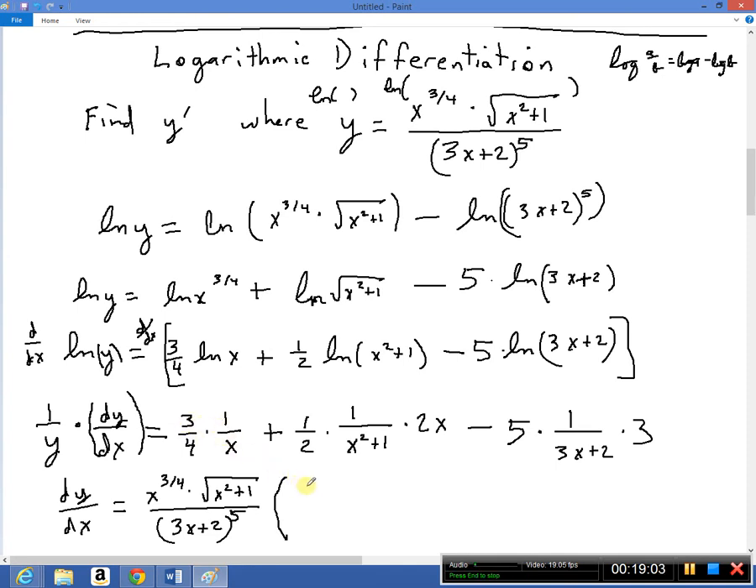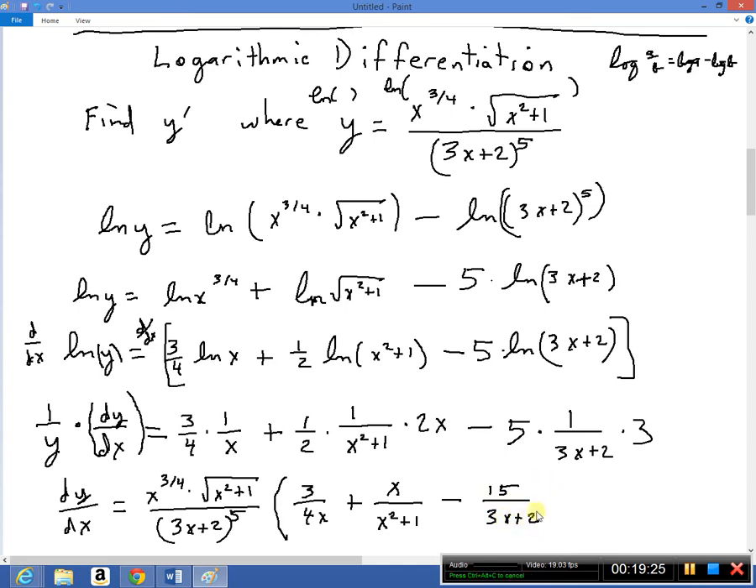So we just simplify that. That's 3 over 4x, that first term, plus this guy, the 2's cancel, and I'm left with x over x squared plus 1. And then minus, this is 15 over 3x plus 2.